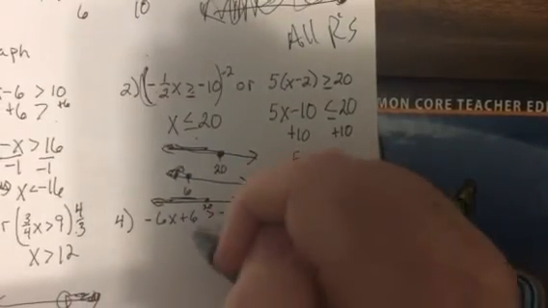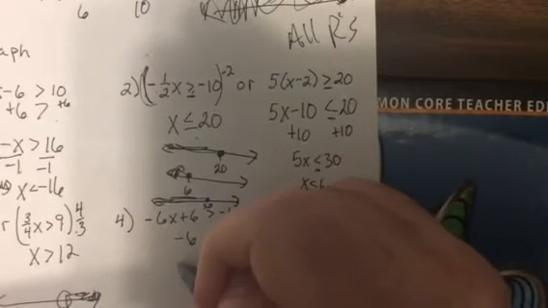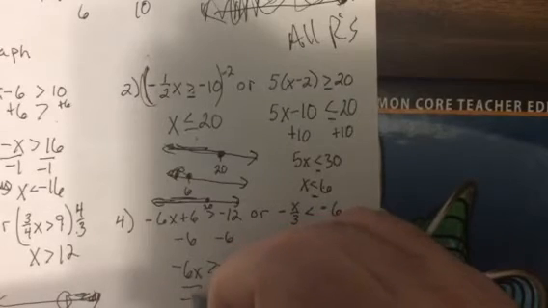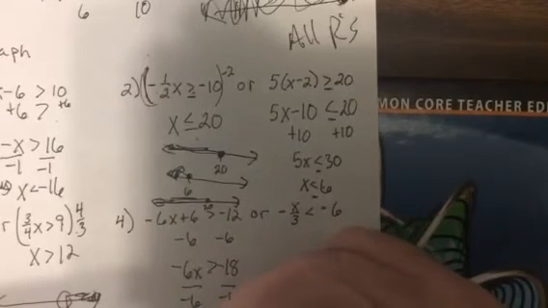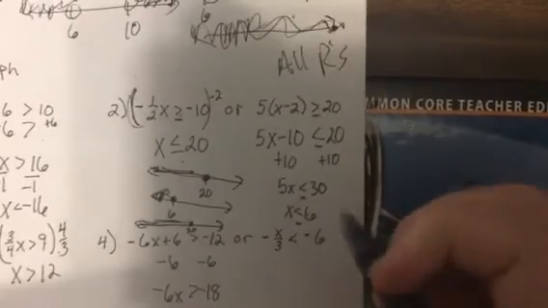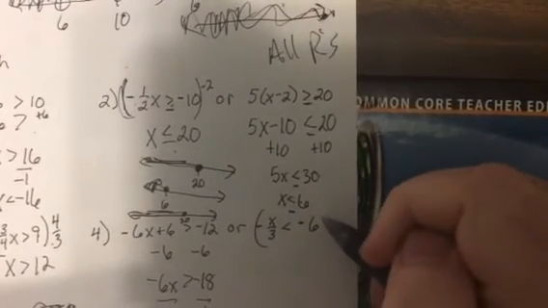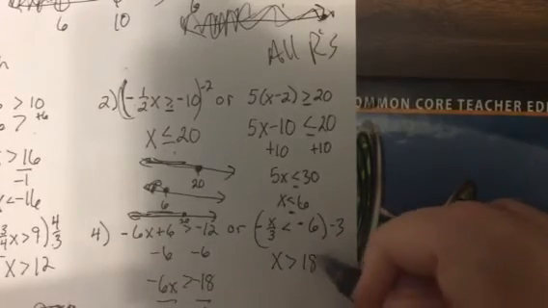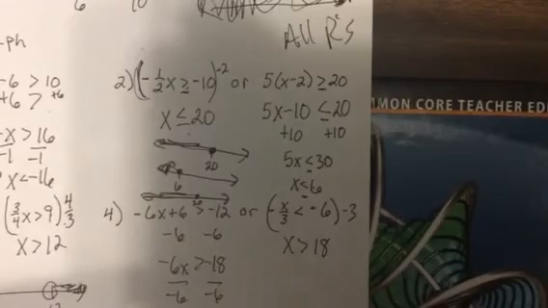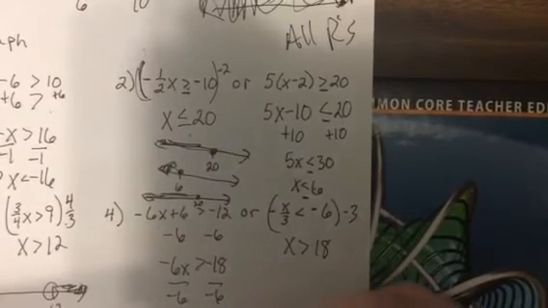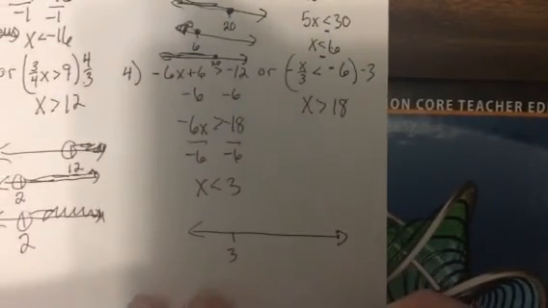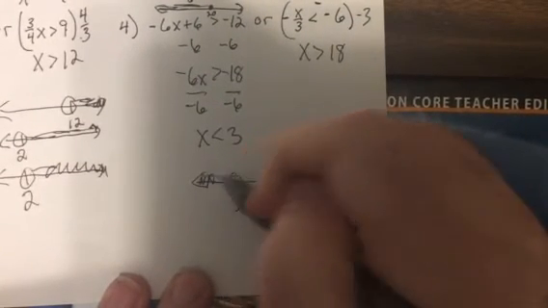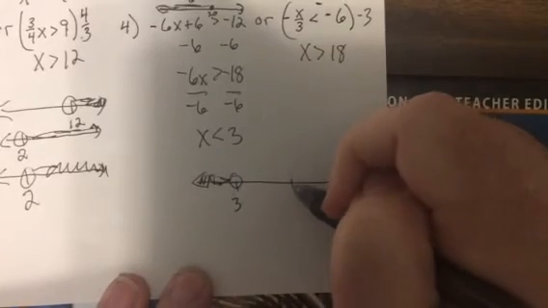Now this one, I'm going to subtract 6. So negative 6x is greater than negative 18. Divide by negative 6. x is less than 3. So here multiply both sides by -3. So x is greater than 18. So I'm going to go to the final graph. So here's less than 3. And here's greater than 18.